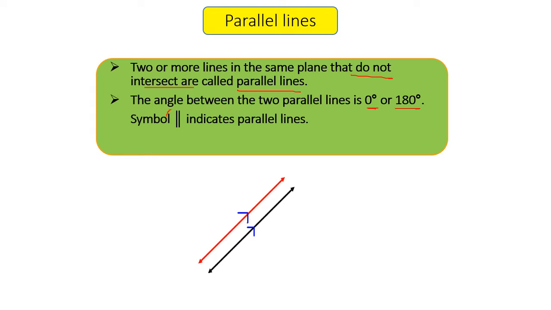And this is the symbol. This symbol represents that the lines are parallel. So I can say line AB is parallel to line CD. For example, suppose this is line AB and this is line CD. You can represent it like this: line AB parallel to line CD.